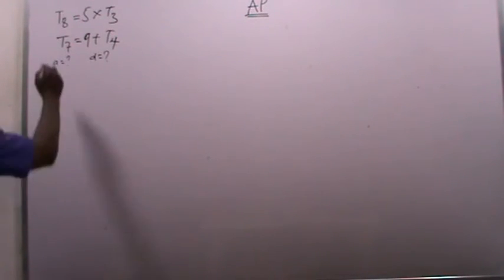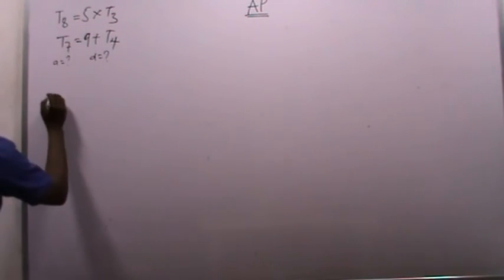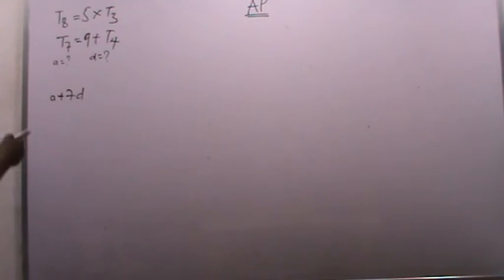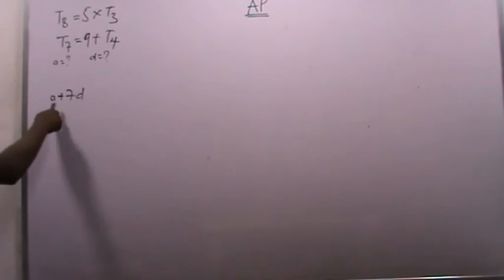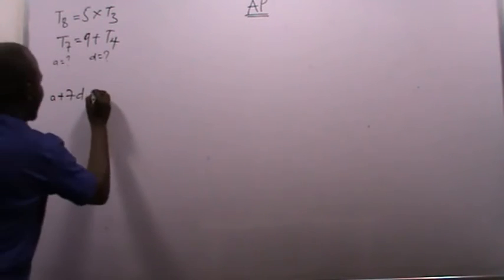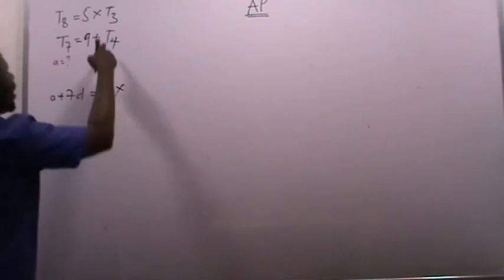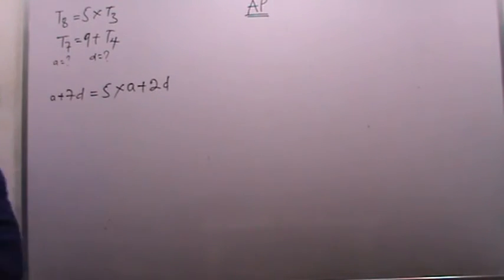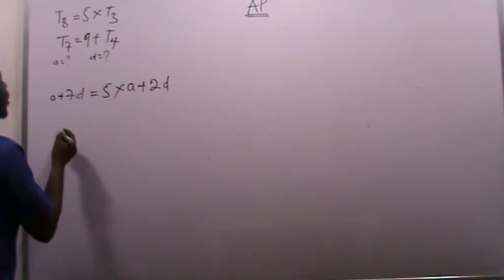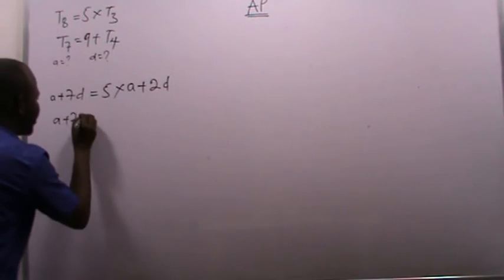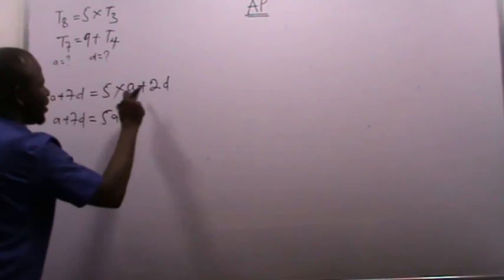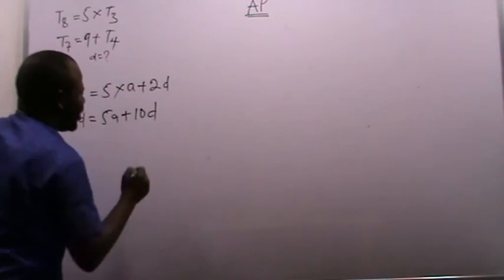Let's solve it. The first one, T8 means A plus 7D. If you apply the formula, T8 means A plus 7D equals 5 times T3, which means A plus 2D. That's what it means. So let's resolve the first one. A plus 7D equals this times this, 5A. This times this, 10D.